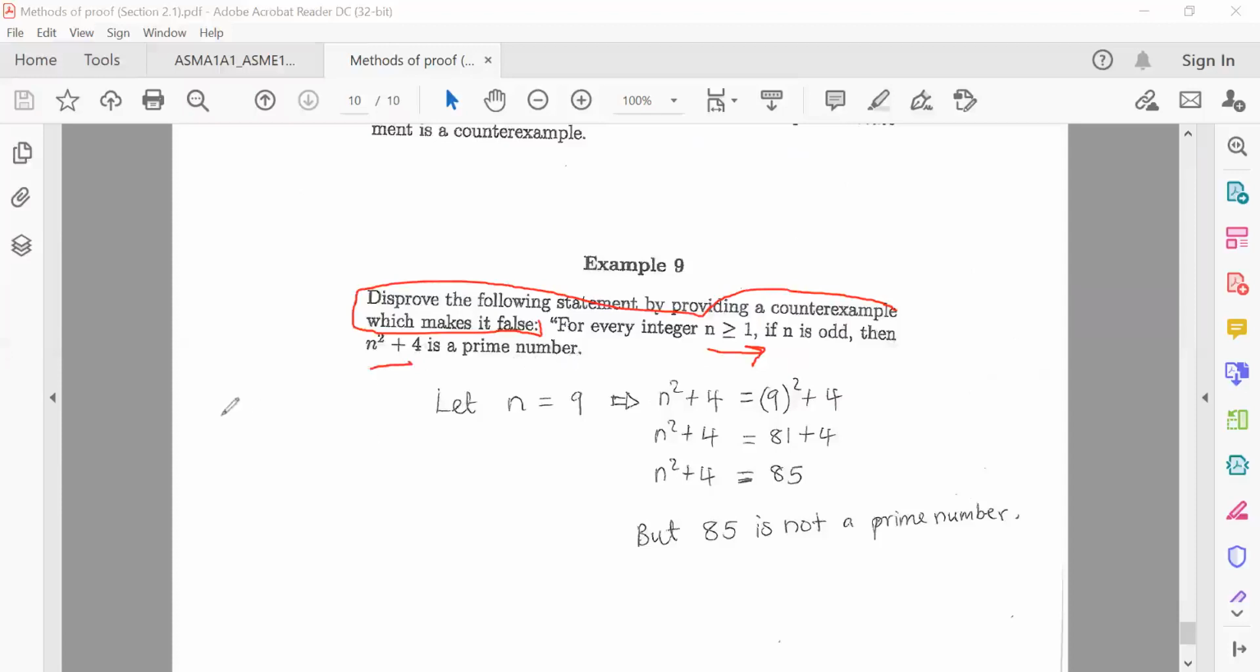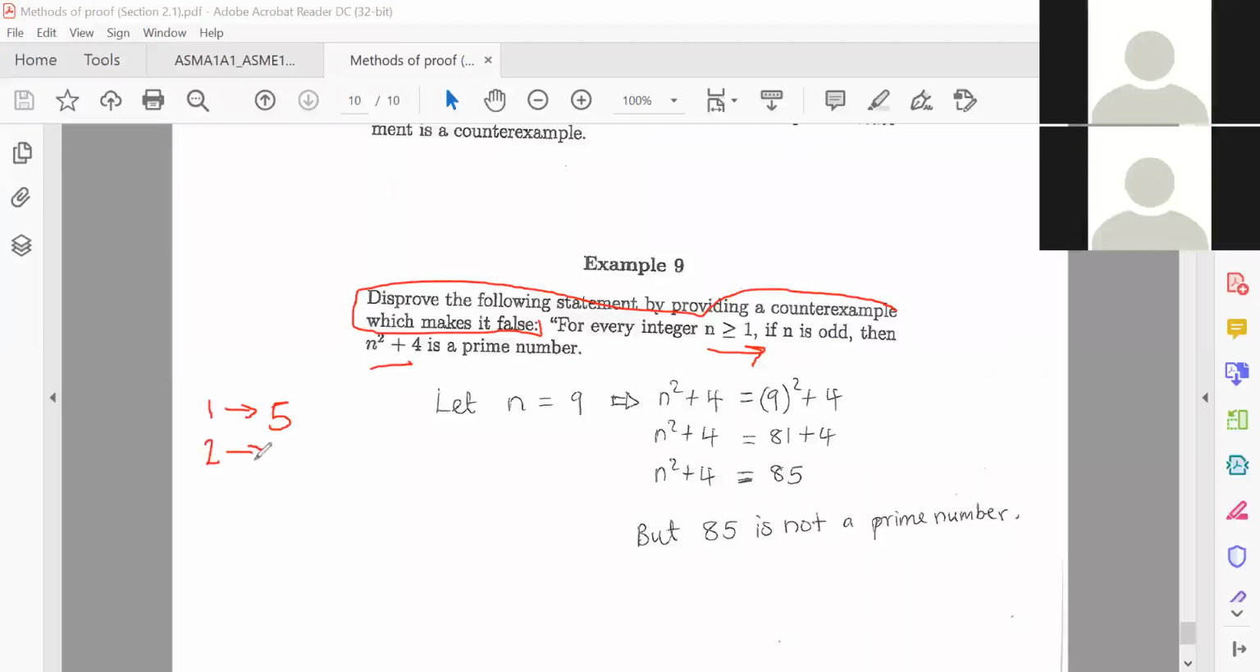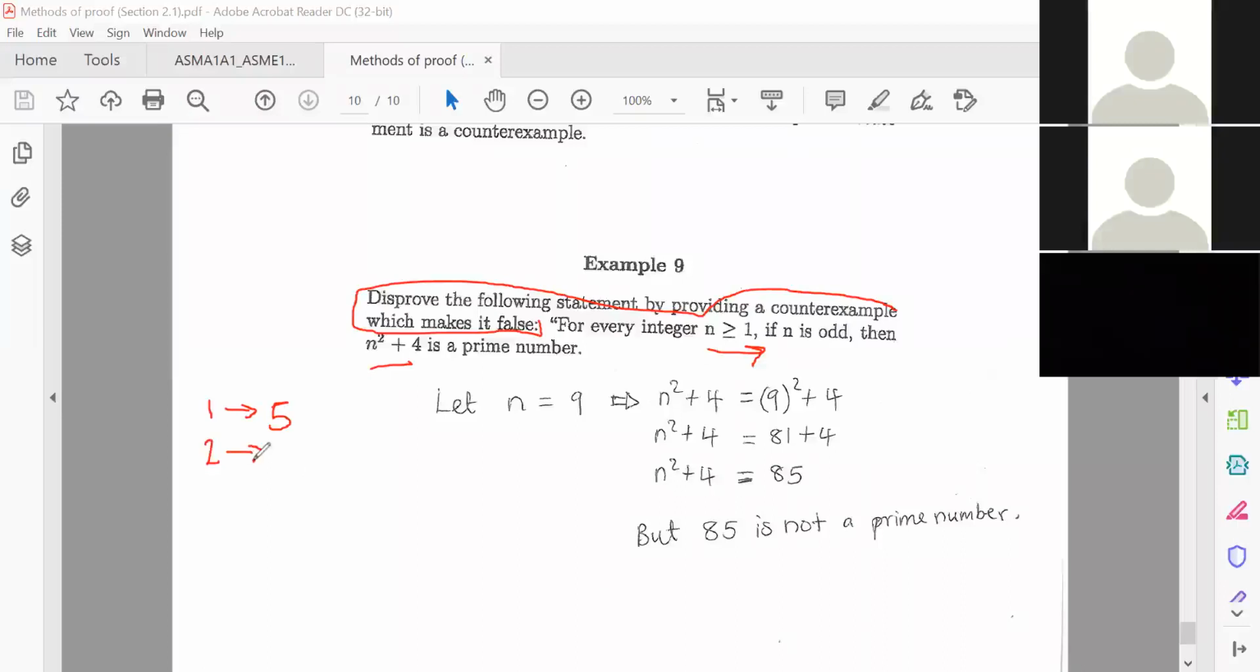Okay, let's try. We want n greater than or equal to 1, so let's start with 1. If I plug 1 into n squared plus 4, I get 5. Is 5 a prime number? The answer is yes, so that is not a good counterexample. A counterexample means you want something that actually makes it false. So let's try n equals 2. You don't have to show me all of this work. Just show me the one that actually works.